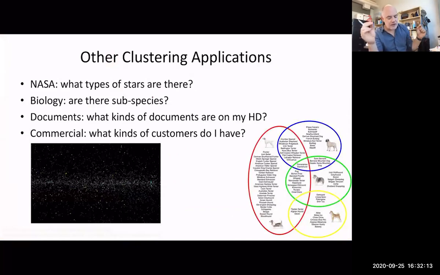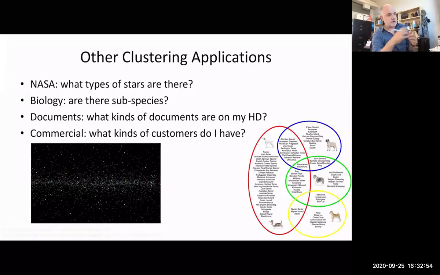Take star spectra, right, and cluster the star spectra. How many different types of stars are there, right? In biology, are there subspecies, right? In other words, you take all sorts of gene expression for a particular kind of fly that you observe in the world. Maybe there are 2 clusters, and those actually correspond to 2 different species. You can't tell the difference just by looking at them, right? What kind of documents are on somebody's hard drive? If you take bag of words representations, how many different kinds of documents do you have? Well, you should be able to figure this out by clustering feature representations of the documents that you have on your hard drive.